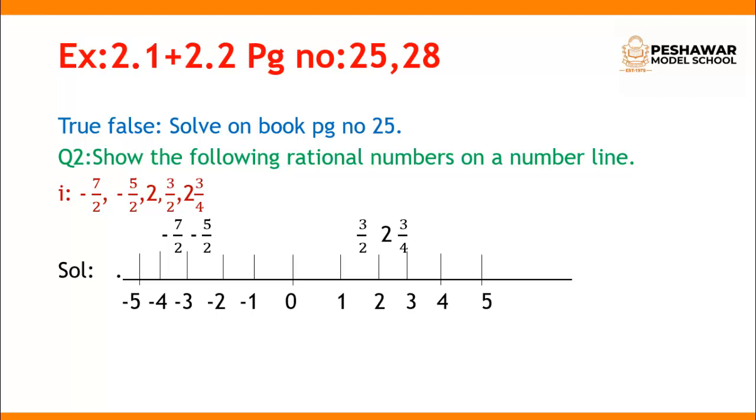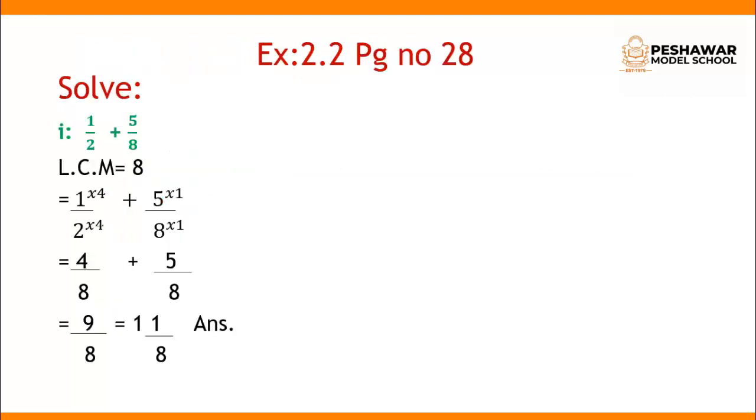Then your question should be in mixed form. How do you convert it? 2 times 4 is 8, 8 plus 3 is 11, so 11 divided by 4. Your product is 2.75. So it lies between 2 and 3, and it is close to 3. So at that location you have to put 2 whole 3 by 4. So it's very simple how you convert rational numbers into decimals, and then locate them on these locations. Now open your books and get ready for exercise 2.2.